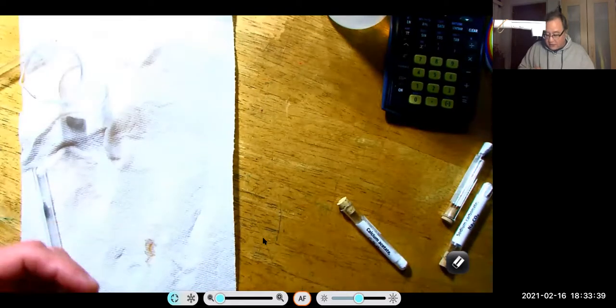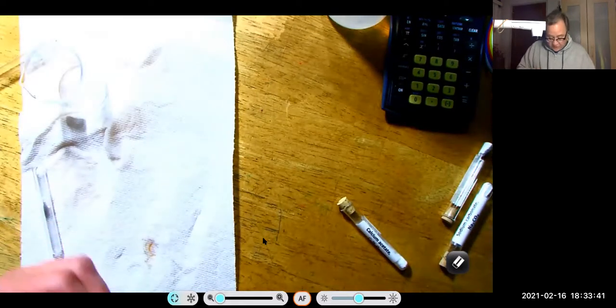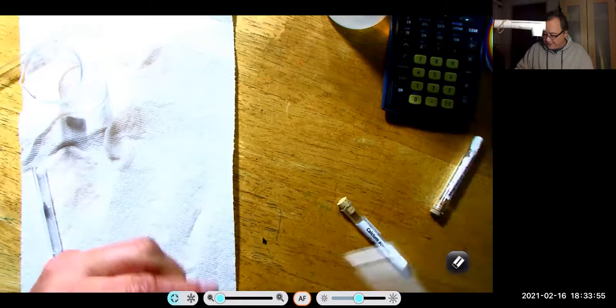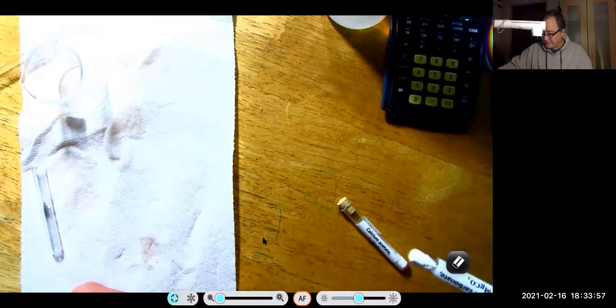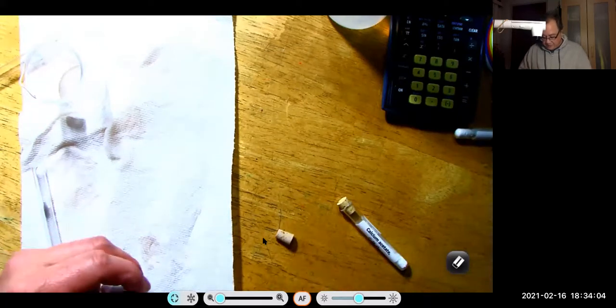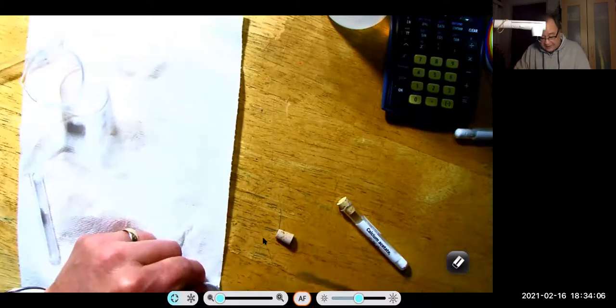So you're going to do that with all 5 of these. You're going to determine which ones dissolve and which ones did not dissolve. Okay, now that that's done, let me show you something else. So I'm going to take one more of these. And I'm going to make sure my stir rod is dry and clean.